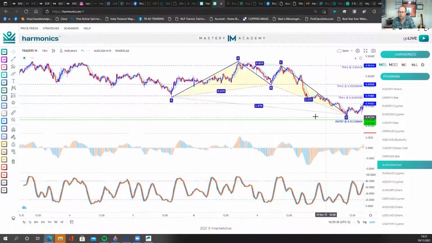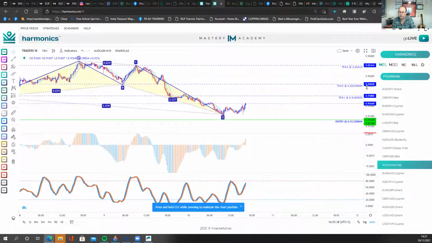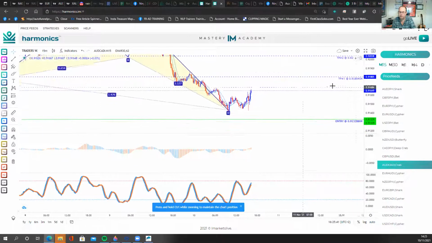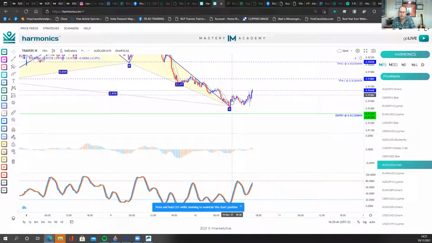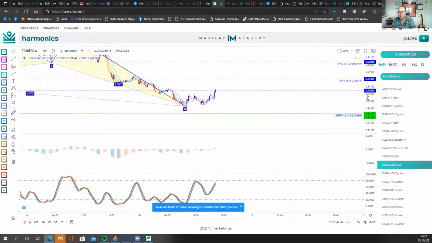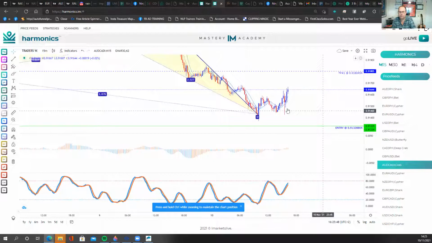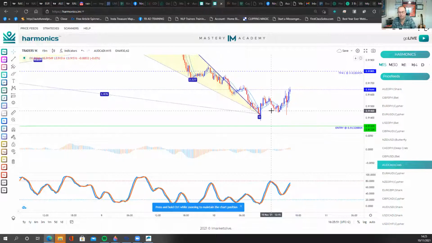AUD CAD, here you go. So it's an older scan, and when you're in the know, once you learn a few little things, you know that the price has gone up. You expect it to come back down and then go back up, right? And there's a way of predicting where that is going to be, right?